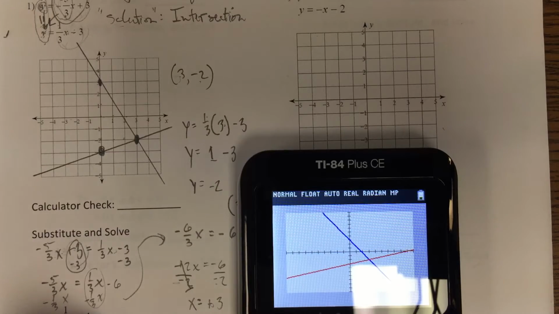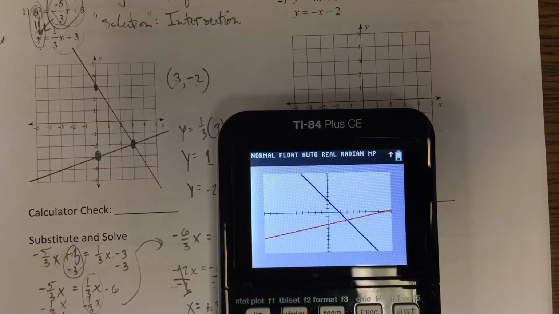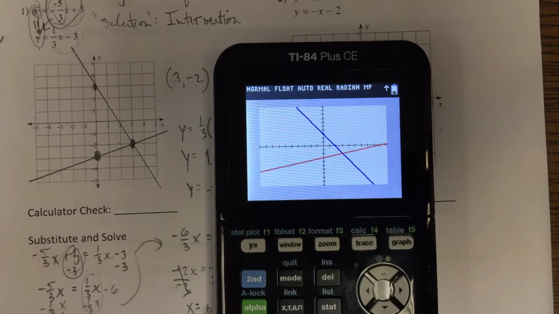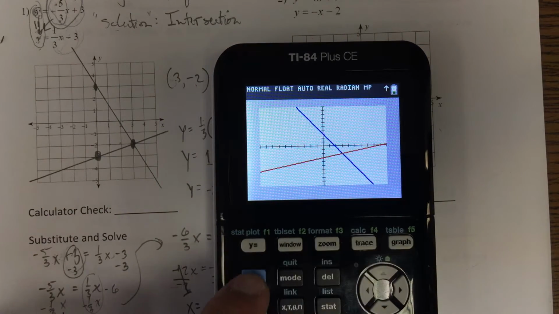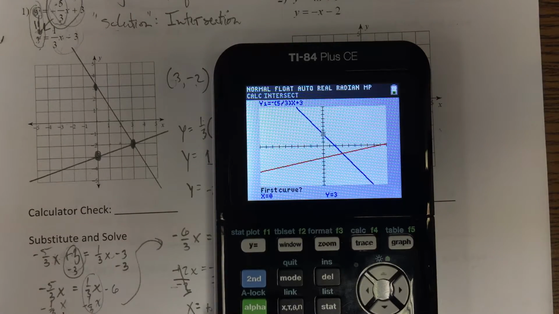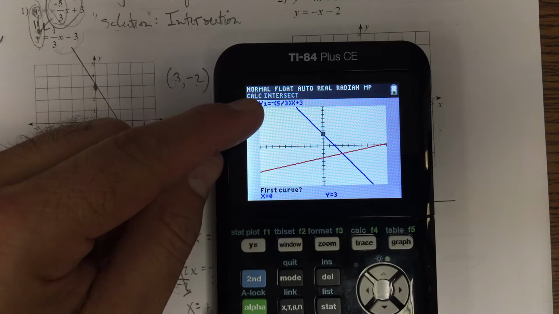We see the intersection point right here. Second trace, let me pull this up just a little higher. Second trace, second calc, and we're going to come down to intersect, because we want to find the intersection. Enter. Is this the first curve? Look at your calculator. First curve, is this the line that we want?